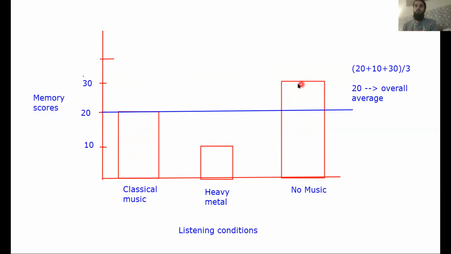We would call this between group variance. How much the groups differ from the overall mean. The overall mean of the study is 20. And because not all the means were 20, because this mean was 30 and this mean was 10, there's some between group variance. This mean is not the same as the overall mean, and this mean is not the same as the overall mean. So between the groups, there's a little bit of shifting.